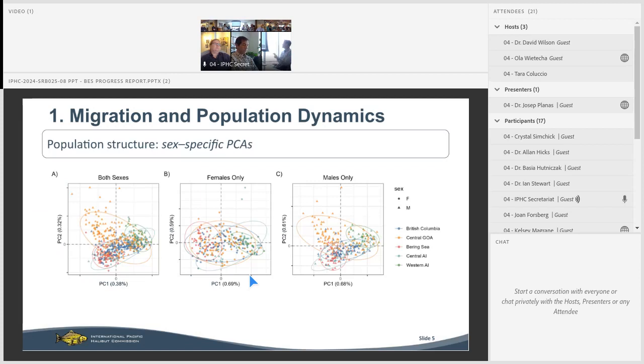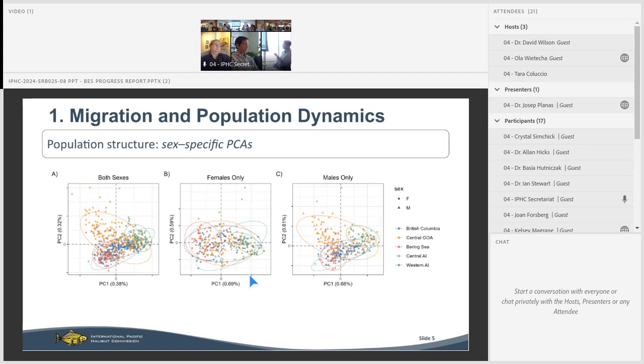So here we have the results of the various PCAs that were conducted. Starting on the left, we have the PCA where both sexes are analyzed together. This has been presented before, but I included it here for purposes of comparison. Again, in these figures, each point represents a single individual, and each individual is colored by the geographic area in which they were sampled. For these figures, males are represented by triangles and females are represented by circles, and the lines represent 95% confidence ellipses for each geographic area.